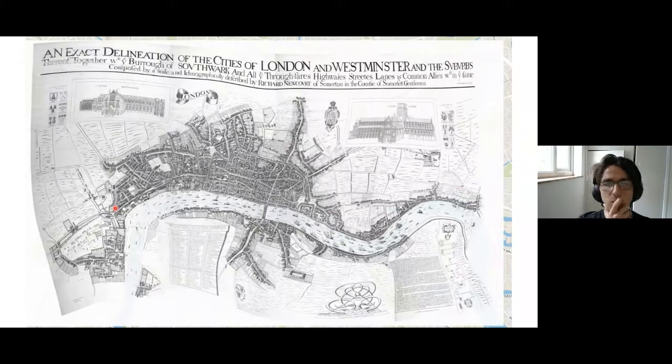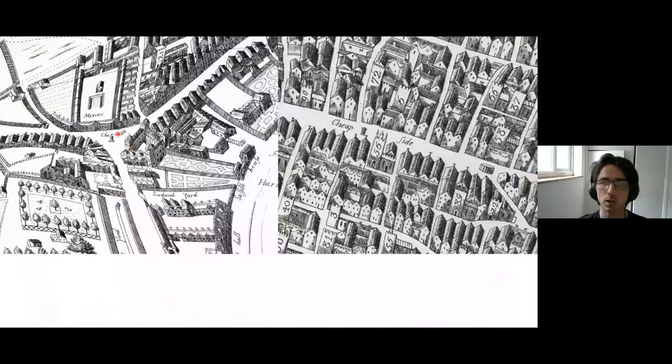This map was likely surveyed between 1643 and 1647, so during the English Civil War. We can deduce that because it features the Charing Cross, these two crosses, so the Charing Cross and the Cheapside Cross.